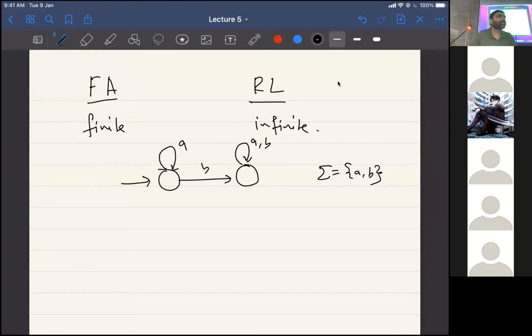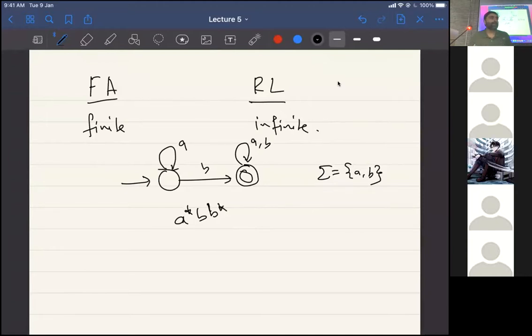What are the strings that can be accepted by this machine? A star B, B star, right? This could be infinitely long, because you can have so many A's, maybe 100, maybe 500, maybe 1,000, a million, then just one B, and there could be millions of B again, right? So the smallest possible string accepted by this machine contains one symbol, and there is no bound.